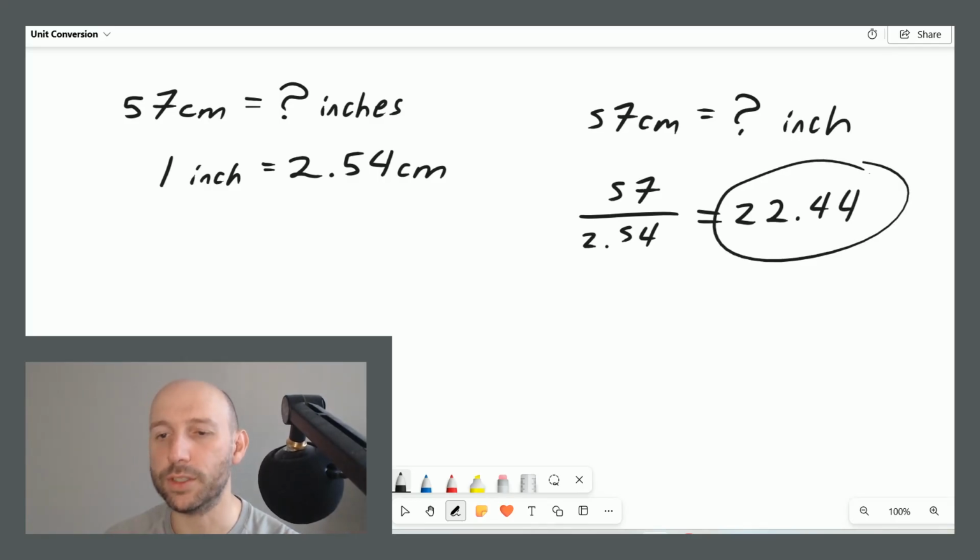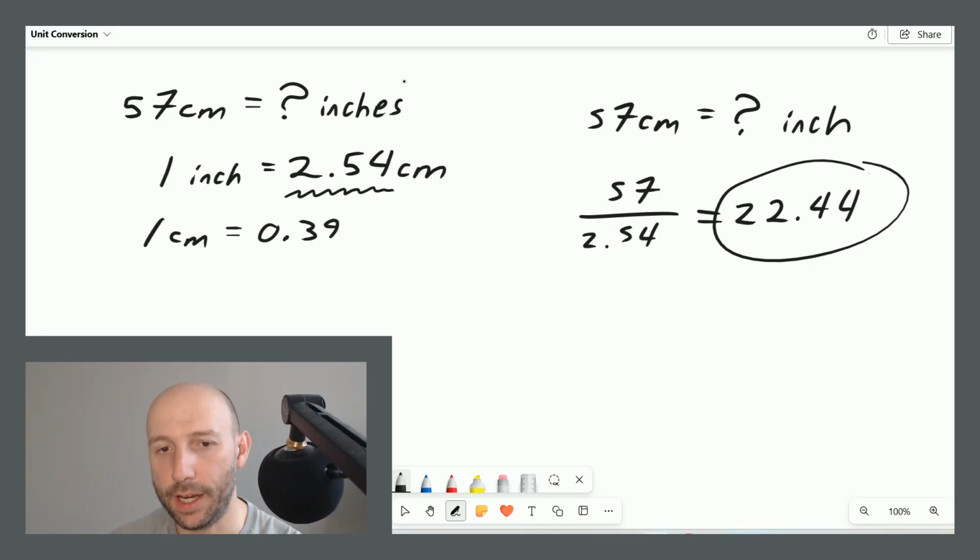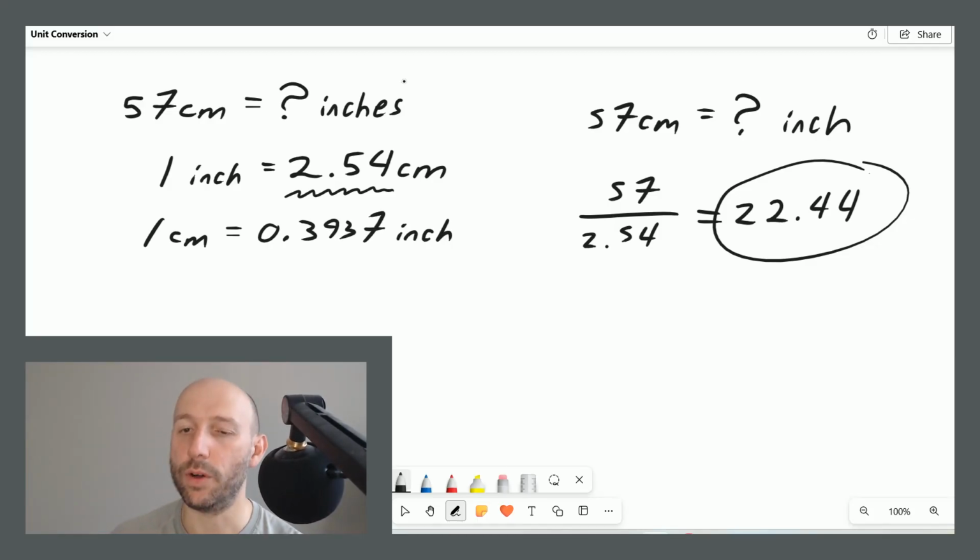Remember, when using this intuitive method, your conversion ratio has to be larger than 1. If we had written this as 1 centimeter equals 0.3937 inches, well, then this method wouldn't work because our conversion ratio is less than 1. And for this intuitive method, we need a conversion ratio that is bigger than 1.